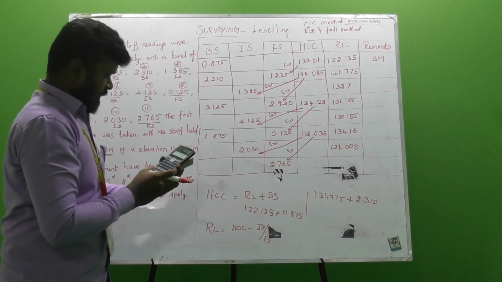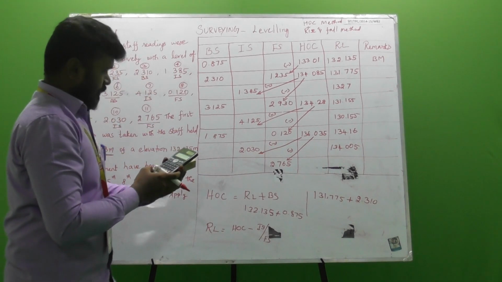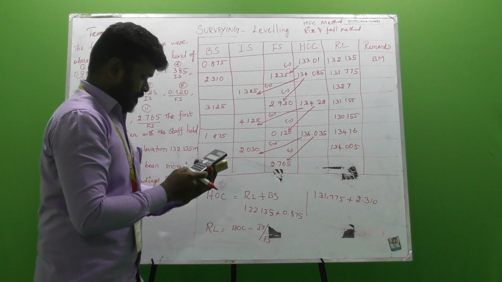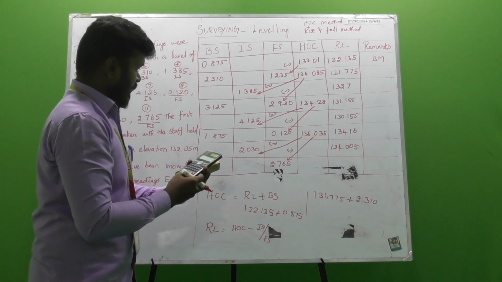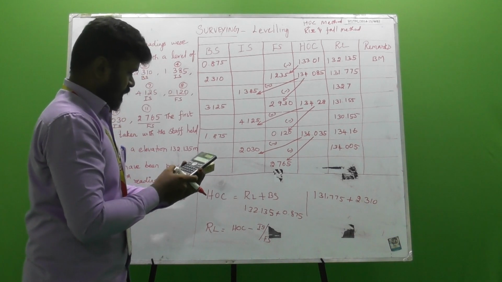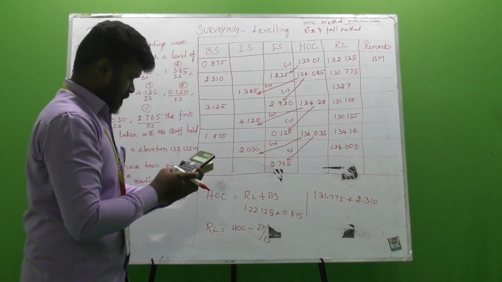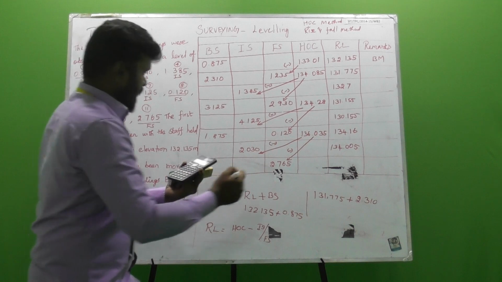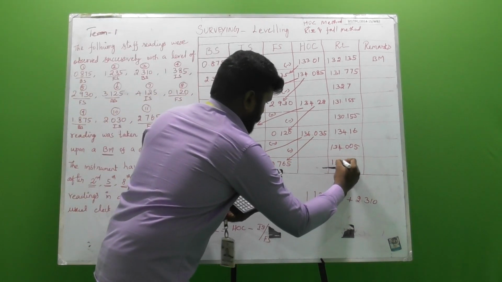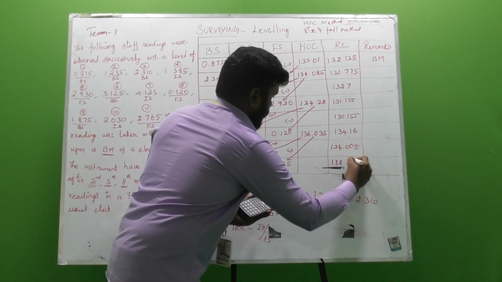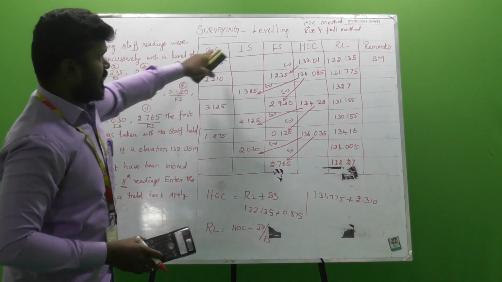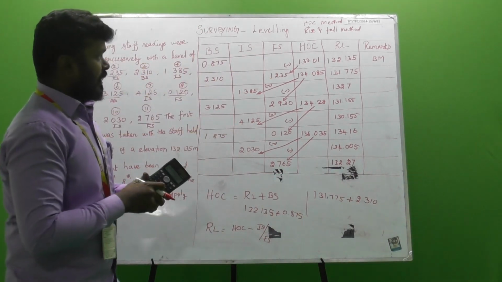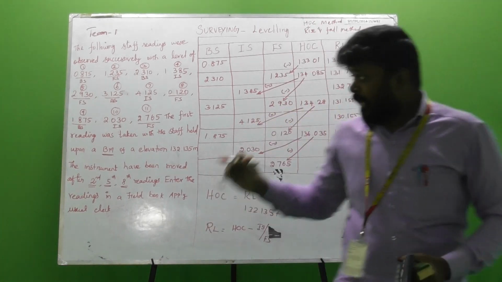Again HOC minus FS: 136.035 minus 2.765. The final value is 132.27. So these are all the solutions of the field book. We entered the remarks value.